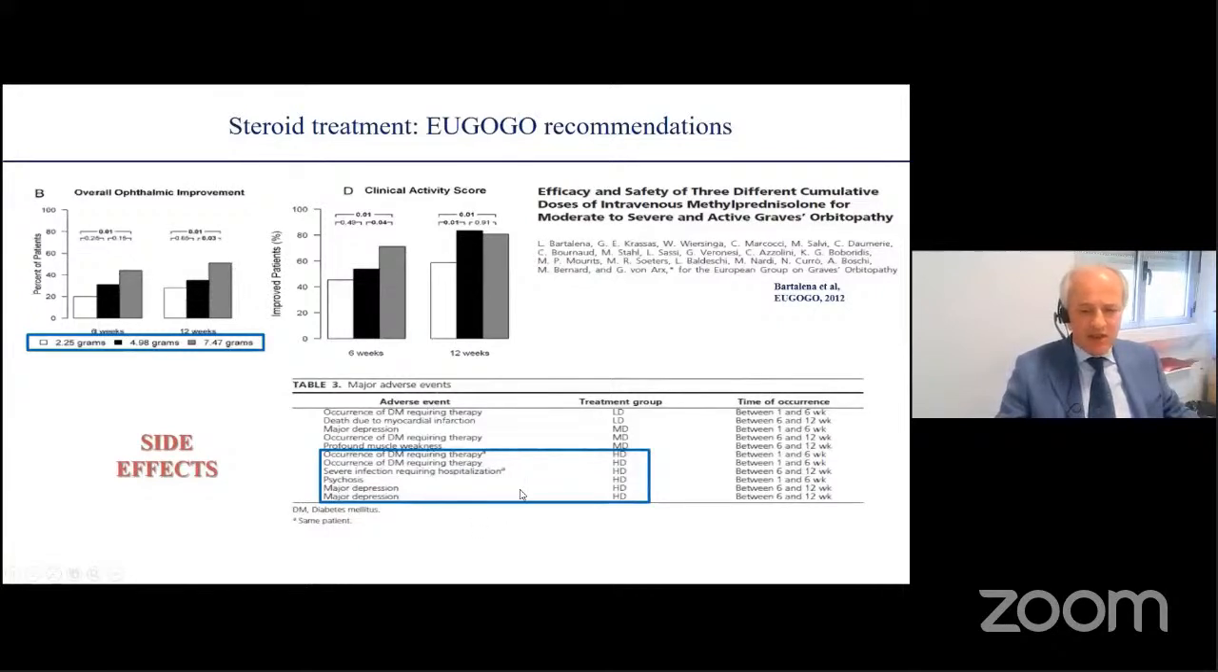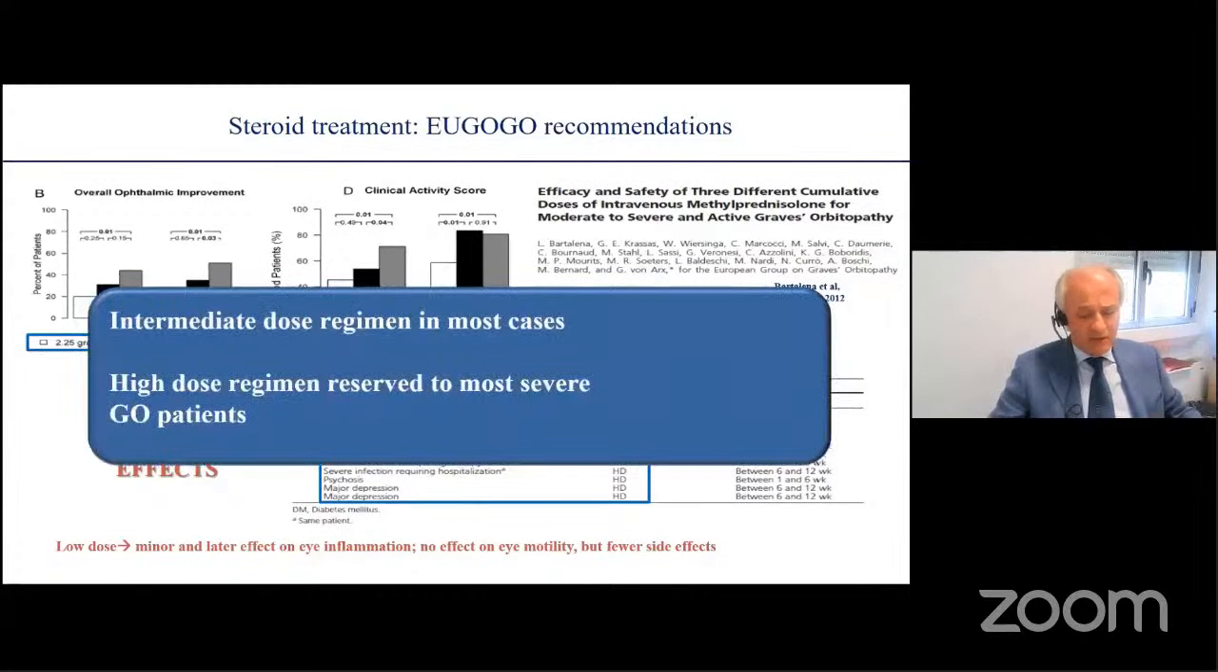As you see in this slide, most severe side effects occurred when the high dose was used. So as a summary of the study, low dose had minor and later side effects on inflammation, though the problem was that the lower the dose, the less effect on eye motility. The suggestion from this study was that most cases can be treated with intermediate dose, although high dose should usually be administered when patients have more severe disease.